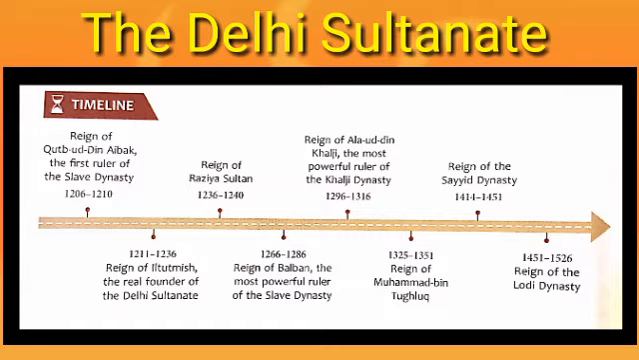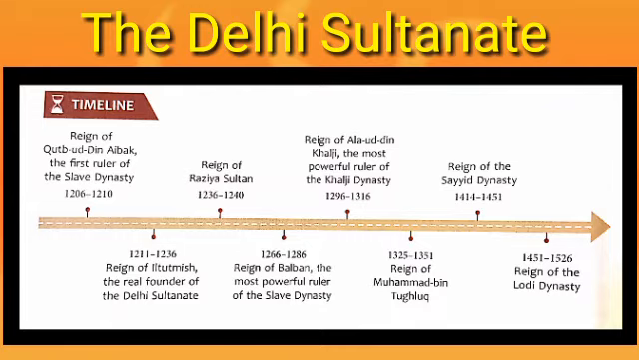1206 to 1210, reign of Qutbuddin Aibak, the first ruler of the slave dynasty. 1211 to 1236, reign of Iltutmish, the real founder of the Delhi Sultanate. 1236 to 1240, reign of Razia Sultana. 1266 to 1286, reign of Balban, the most powerful ruler of the slave dynasty. 1296 to 1316, reign of Alauddin Khalji, the most powerful ruler of the Khalji dynasty.